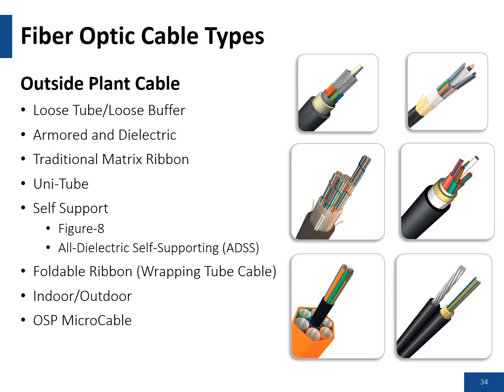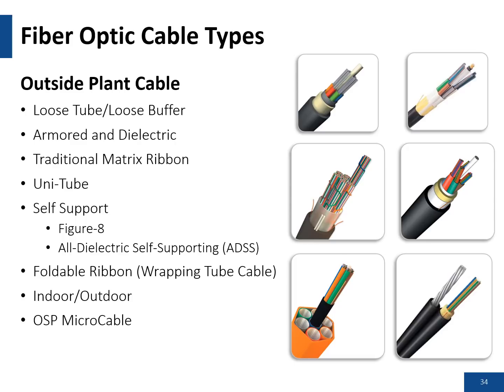Called loose tube or loose buffer, where you have buffer tubes that may be either dry with water blocking elements in there or gel filled in order to block migration of water down the buffer tube. They're either armored or dielectric. Armored are typically used in aerial applications where you're concerned about rodent attacks, or direct buried. And dielectric are typically used in conduit-based underground systems or aerial if you're not concerned about rodent attacks.